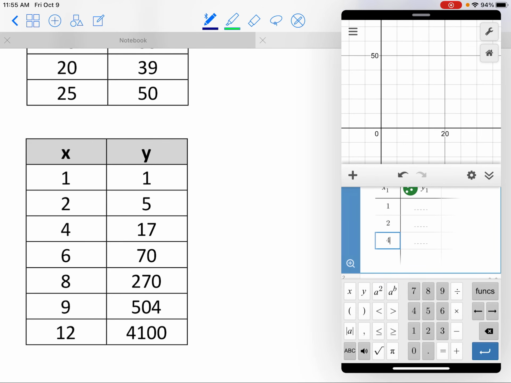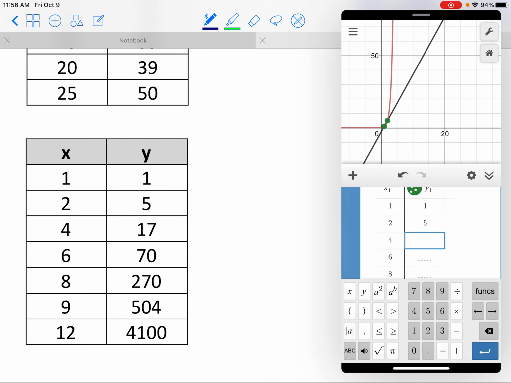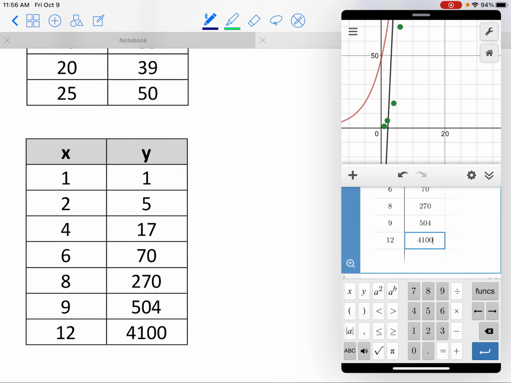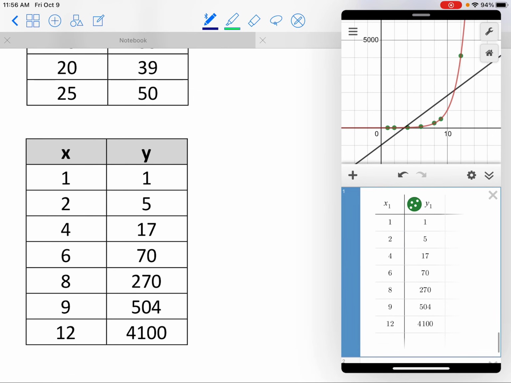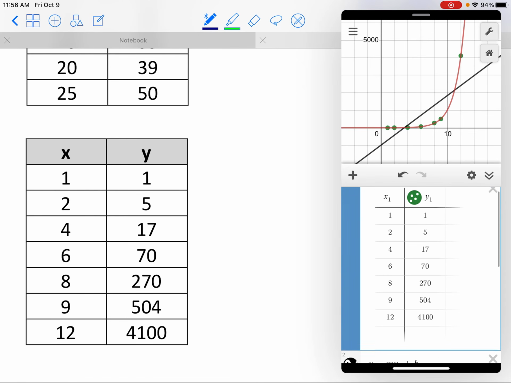We got 1, 2, 4, 6, 8, 9, and 12, and then 1, 5, 17, 70, and you can see these numbers are starting to climb a lot faster, and that's kind of telling me this is probably going to be exponential, but I'm not going to assume anything. So let me zoom fit. And yeah, you could see it. Look at that data clearly is going up. It's following that red exponential curve.